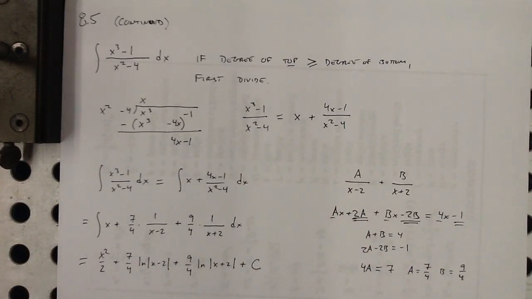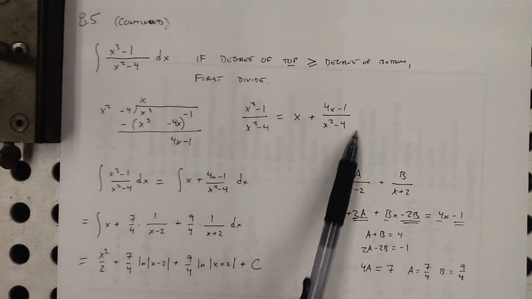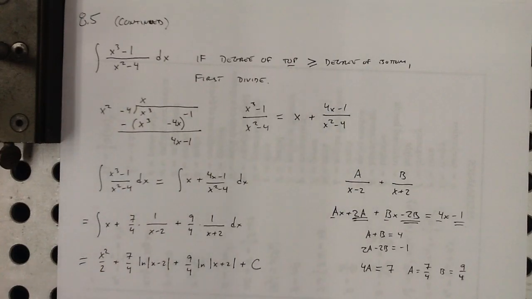There it is. There's your antiderivative. So a little long division first to get that to look to be of the form that we can use partial fractions, and then the partial fractions there. All right.